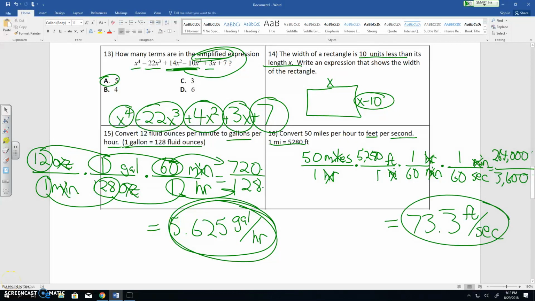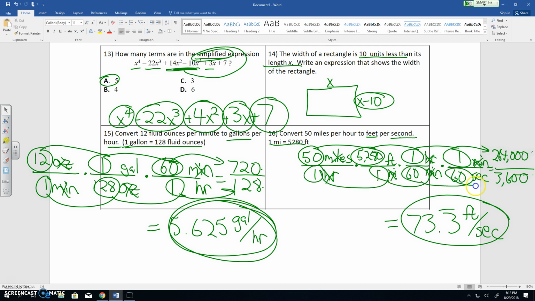Welcome back. So on top here, we did the same thing as earlier. We multiplied these numbers together, and when we multiplied them together, we got 264,000. On bottom, we had 1 times 60 times 60, and we came up with 3,600. So when we divide those two numbers, we're going to end up with a final answer of 73.3 repeating feet per second. So a very easy question. Let's move on to the last 4 questions.